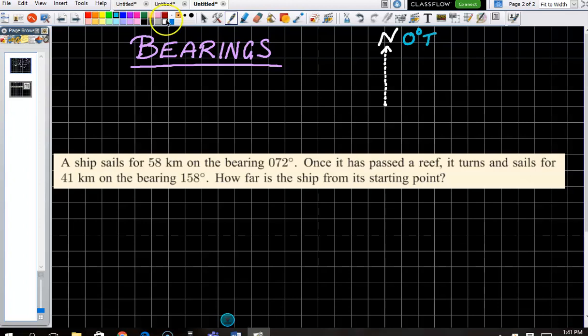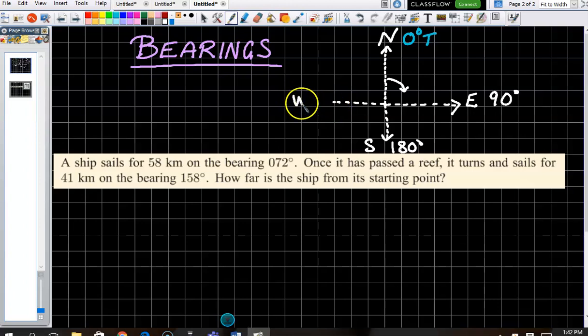And basically, if you go clockwise, if I'm moving around here, go all the way, our good old friend, east, how many degrees is east? Yeah, 90 degrees. And then our good old friend south is 180 degrees. And we've got west is 270 degrees.